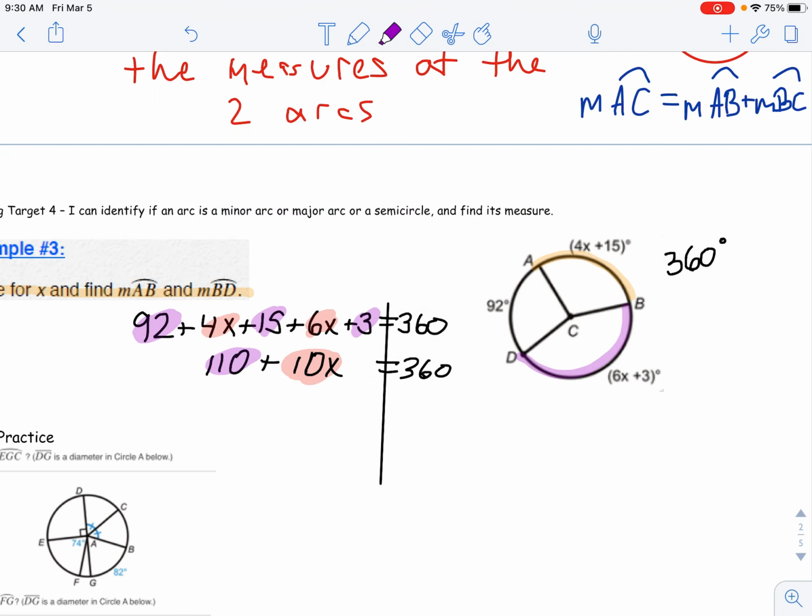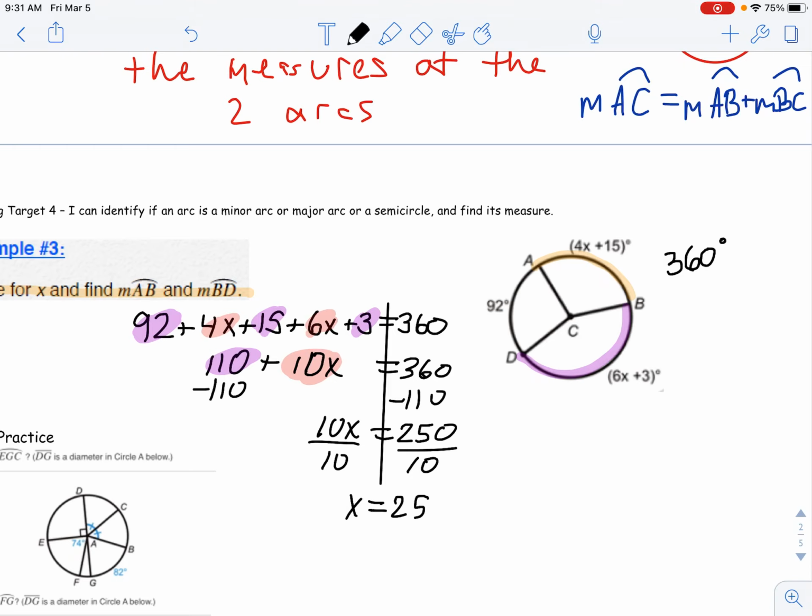92 plus 15 plus 3 equals 110, and then 4x plus 6x equals 10x. Subtract 110 from both sides. 10x equals 250. x equals 25. All right, so this is very similar. We've done this with segments, we've done this with angles, and now we're doing arcs.